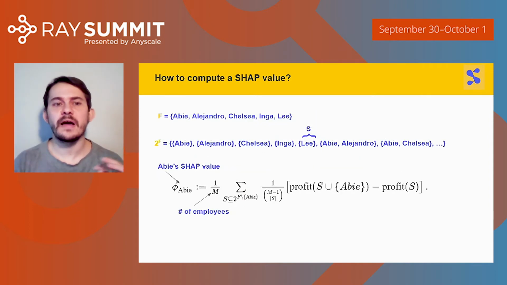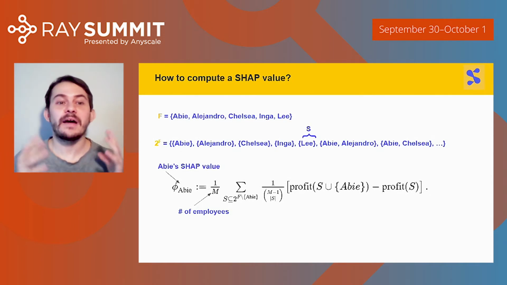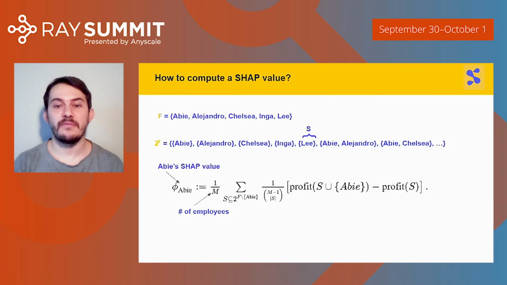So he denotes by F the set of all the employees in the company, 5 in this case, and by 2 to the power of F, all the teams of any size that can be formed with his 5 employees.